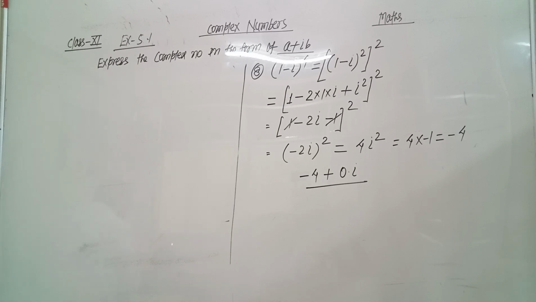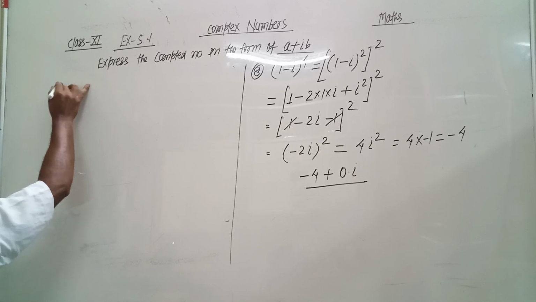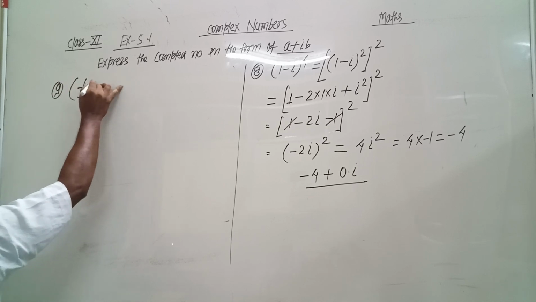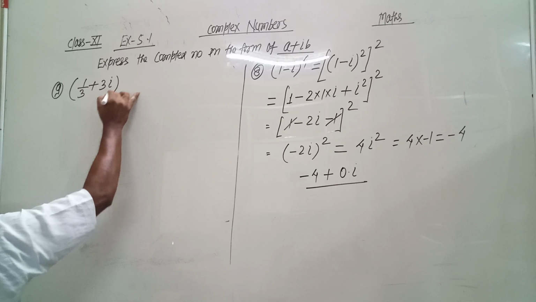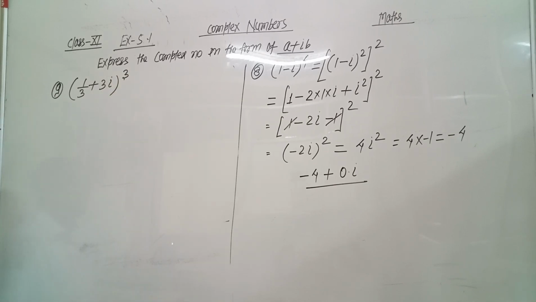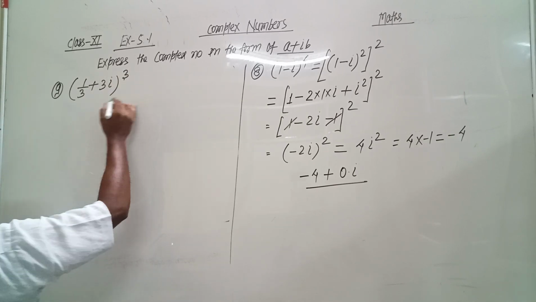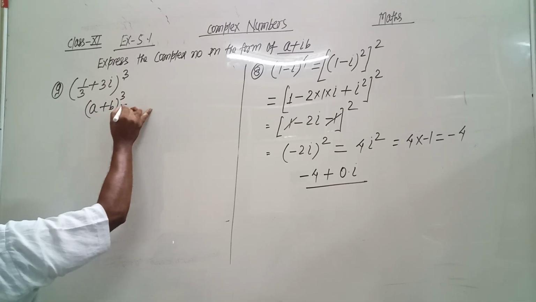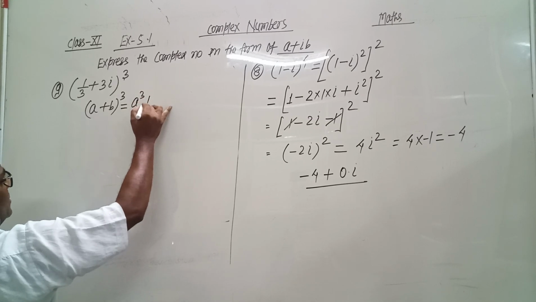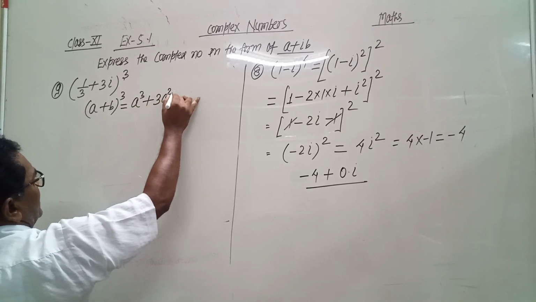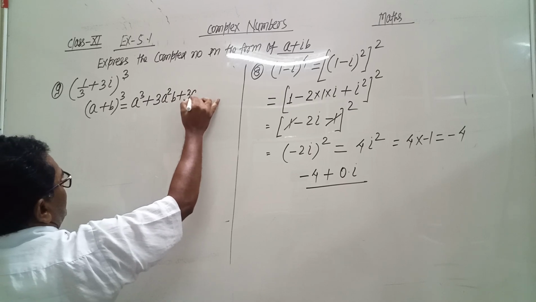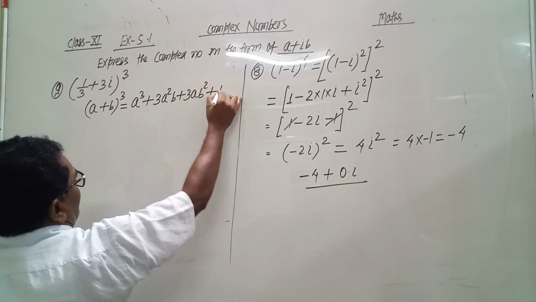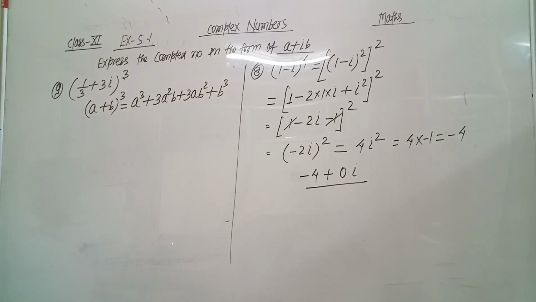Next, question number 9: (1/3 + 3i) whole raised to the power 3. This will be expanded using the formula (a + b) whole cube, which is a³ + 3a²b + 3ab² + b³. So we expand in the form (a + b) whole cube.